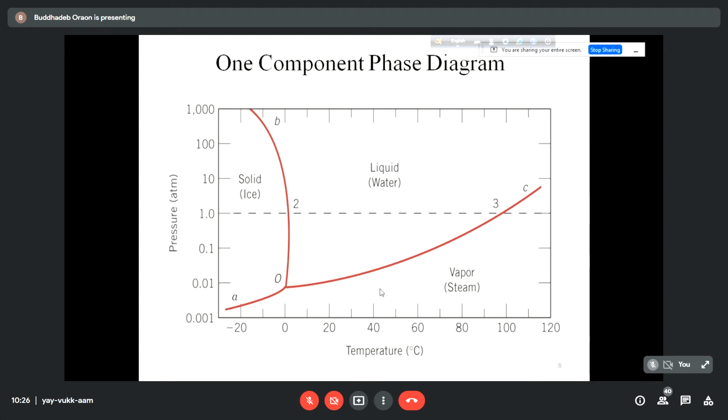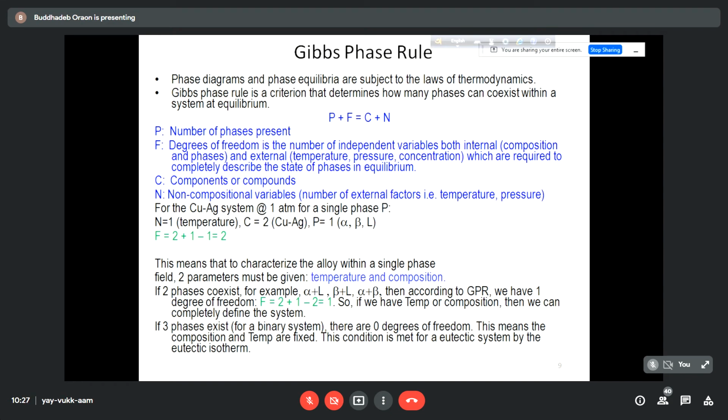Let us now go to the solid phase diagrams for metals and alloys. But before that, we require to know an important rule which is known as Gibbs phase rule. Now this rule will give you some important information. What are the information that you will get, that we will see. But let us understand the phase rule first.